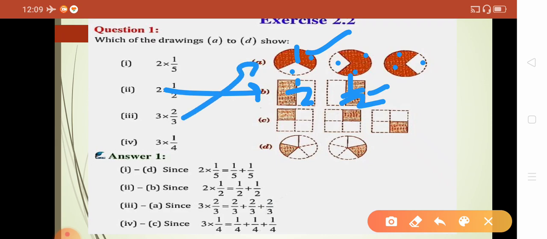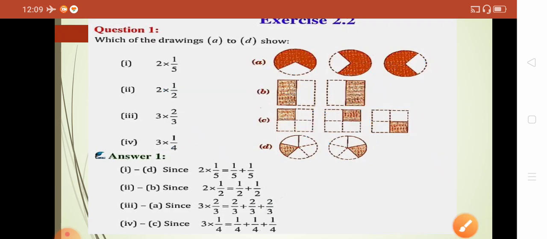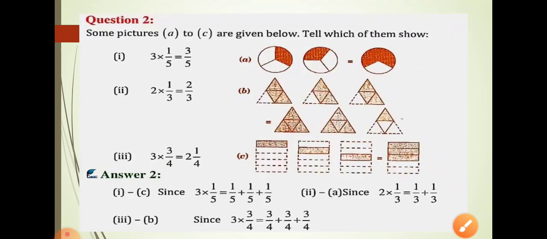3 multiply 1 by 4. So this is 1 by 4, 1 by 4, 1 by 4, 3 times. So this is your 3 multiply 1 by 4. Clear? Let us move to the next.